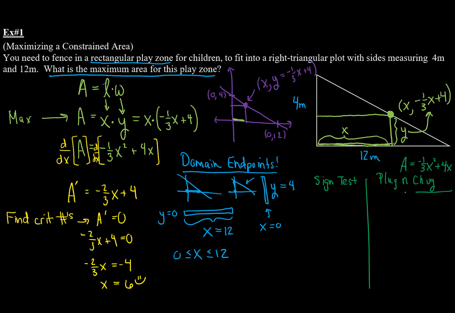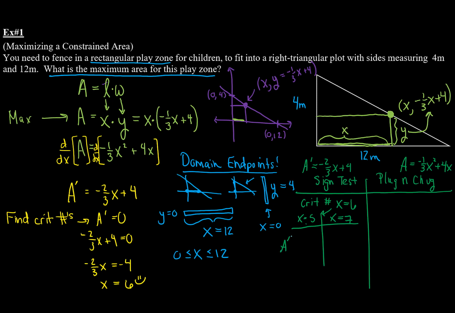And for the sign test, remember, I'm plugging them into the derivative. So I'm plugging it into -2/3 x plus 4. The only value I have to plug into the sign test is my critical number, and my critical number is x equals 6. So I want to plug something before x equals 6, like x equals 5, and something after x equals 6, like x equals 7. And then we'll see what's happening at the actual value of x equals 6. And we're plugging that into A prime.